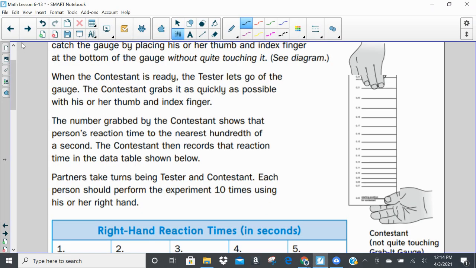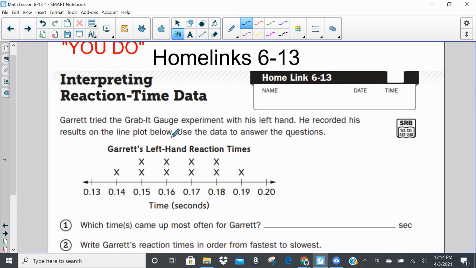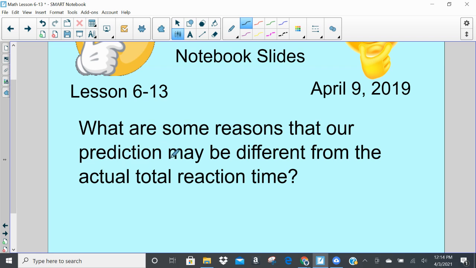So, our reflection today. Oh, don't forget your home links also today. And then your reflection: what are some reasons that our prediction may be different from the actual total reaction time? So maybe you made a prediction, act as though you made a prediction that you were going to react in a certain time. Why might it be different than what you predicted?